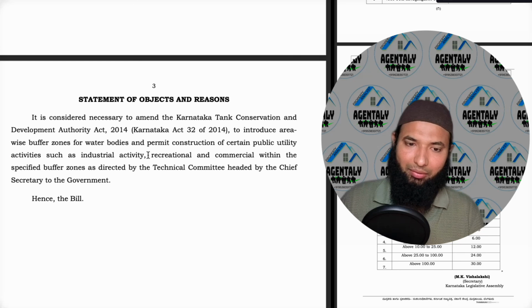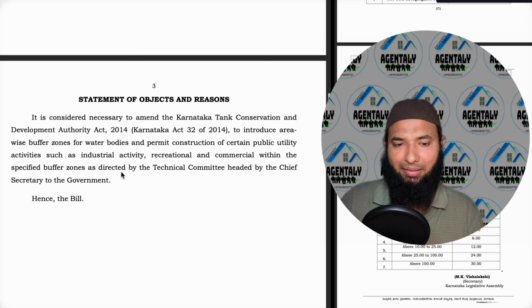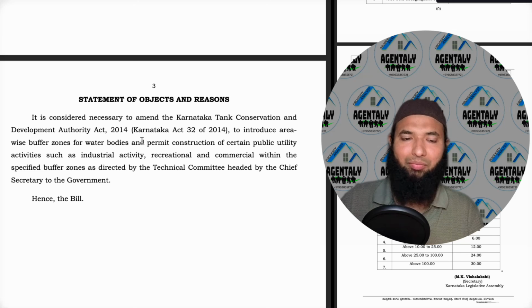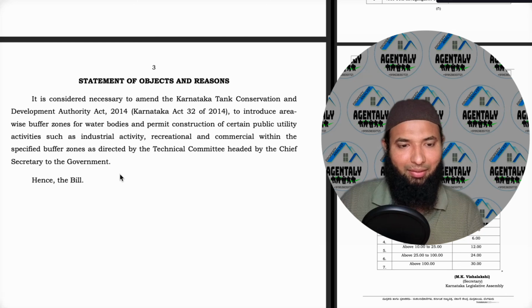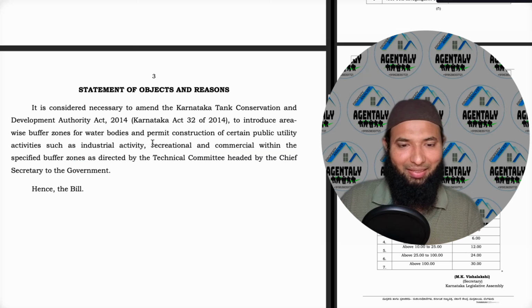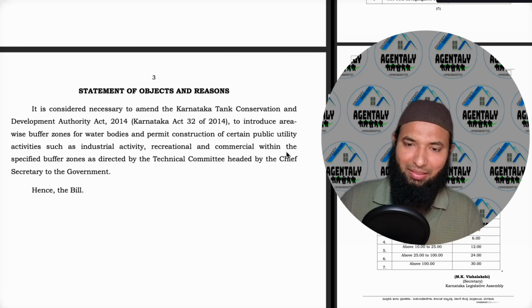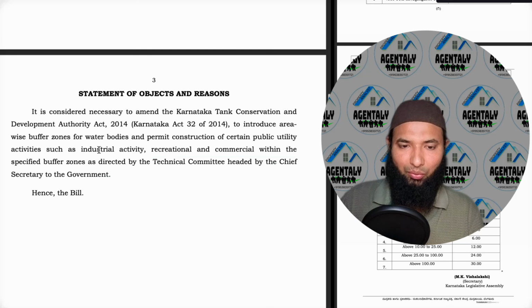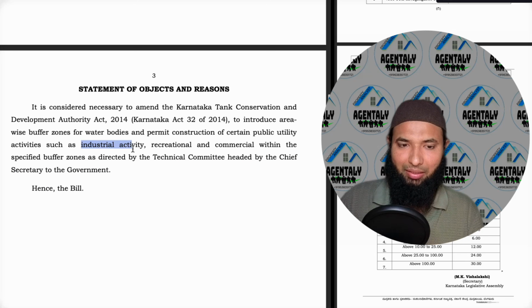They are allowing then recreational and commercial within specified buffer as directed. If I'm understanding wrong, I don't know. I'm feeling asleep. I woke up early. See the way they are telling, you can use for recreational area with permission, that is within the specified buffer as directed by technical committee headed by the chief secretary of government. If they allow, you can construct some certain industrial, recreational and commercial within specified buffer. I didn't understand this point.